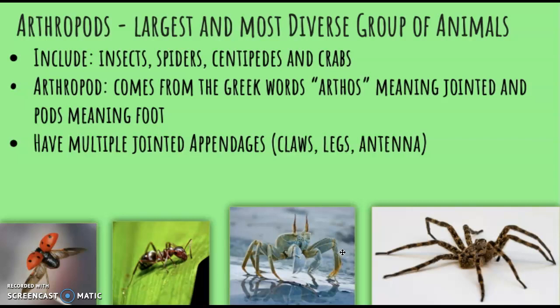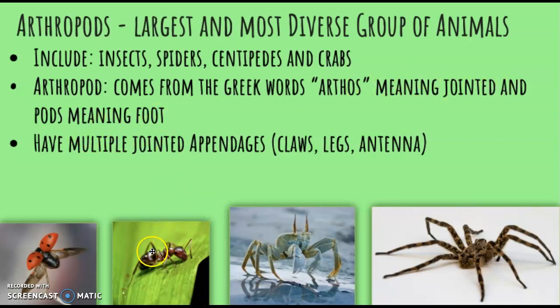Arthropods are the largest and most diverse group of animals and probably pretty familiar to you already. They include insects, spiders, centipedes, and even crabs. And the reason being is their segmented bodies. So the word arthropod comes from Greek roots.